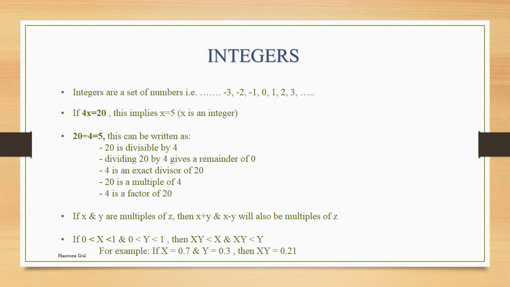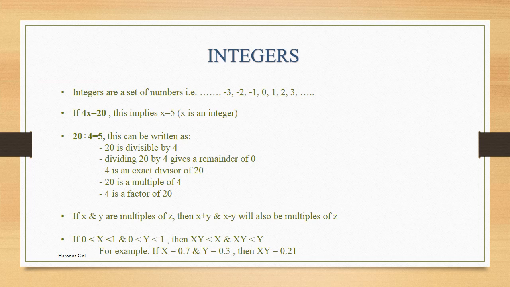One of the properties of integers is that if x and y are multiples of z, then x plus y and x minus y will also be multiples of z. Which means that if 20 and 15 are multiples of 5, then 20 plus 15, that is 35, and 20 minus 15, that is 5, will also be multiples of 5.